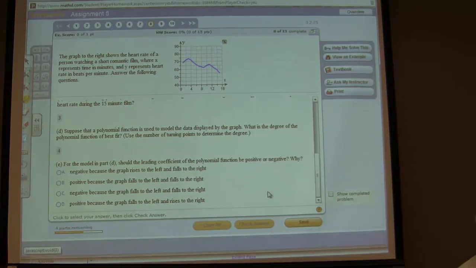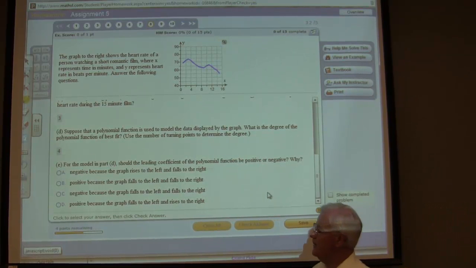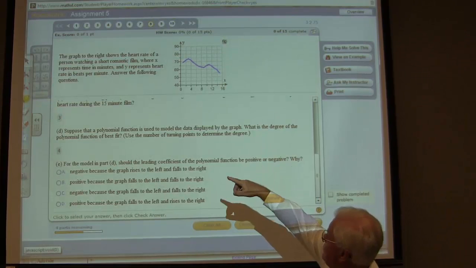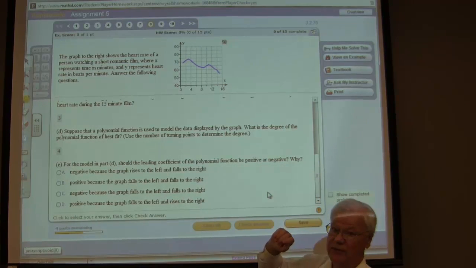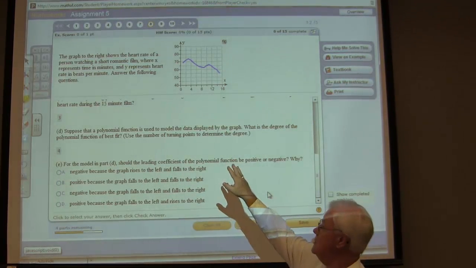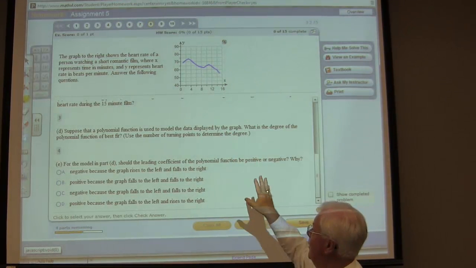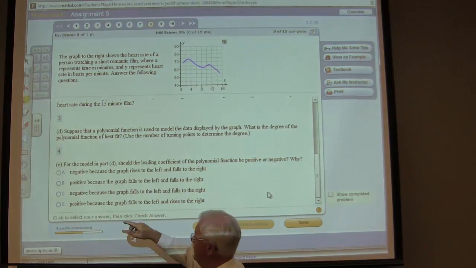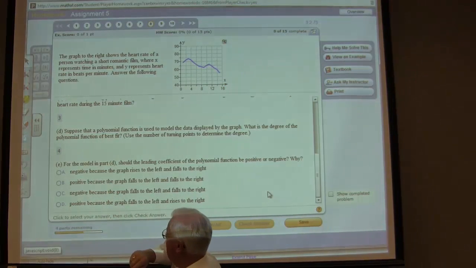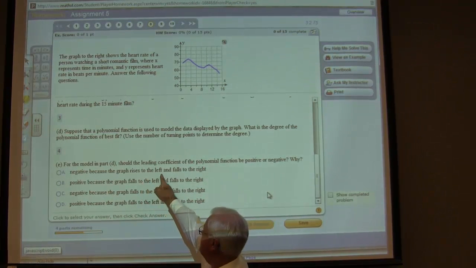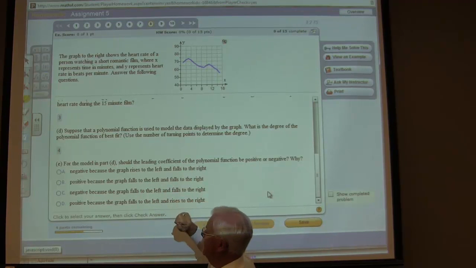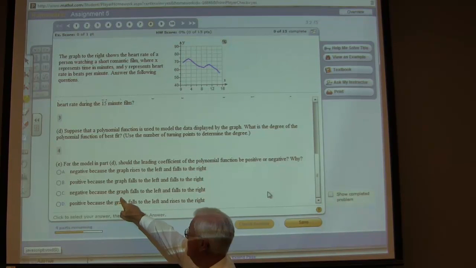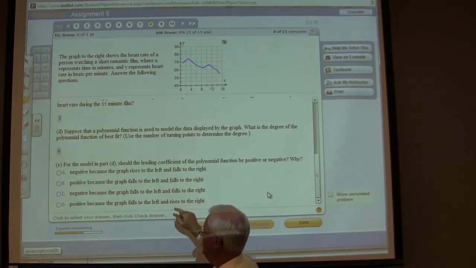So what should the leading coefficient be? Should it be negative or positive? Well, looking at that graph, the ends are going down. If you remember from the shape of the evens, they open downwards when the leading coefficient is negative. So we know that it's negative. Why is it negative? Because the graph rises to the left and falls to the right? No, it's falling in both directions. It's negative because the graph falls to the left and falls to the right.